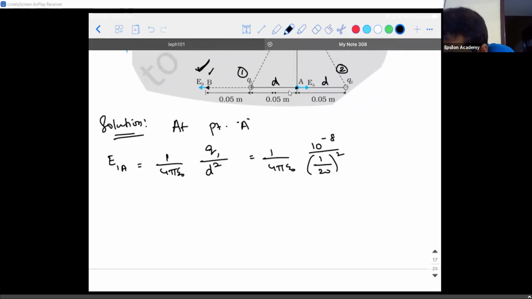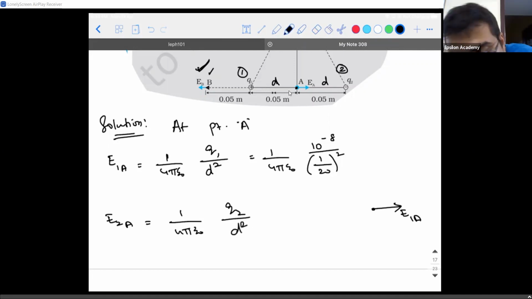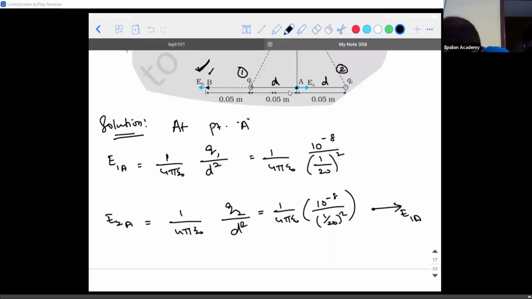What is the direction of the electric field due to a positive charge? So at point A, the electric field due to the first charge is in the rightward direction. Similarly, the electric field due to the second charge at point A is 1 by 4 pi epsilon naught into Q2 divided by D square. Correct? So that will be 1 by 4 pi epsilon naught into 10 power minus 8 divided by the same 1 by 20 the whole square, but in the leftward direction.